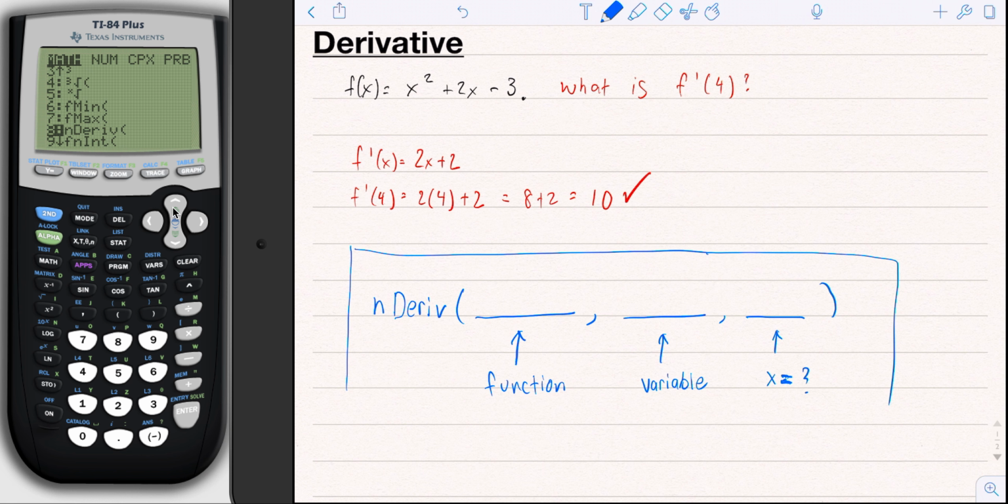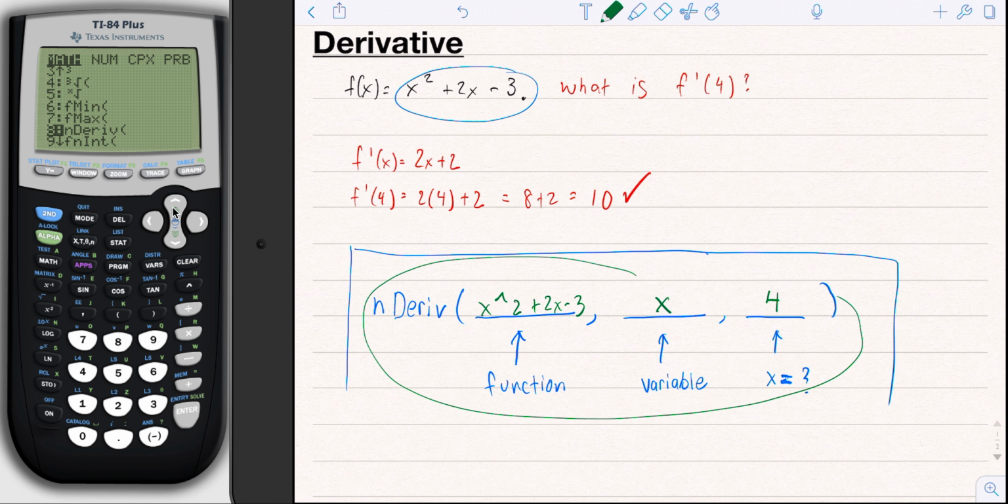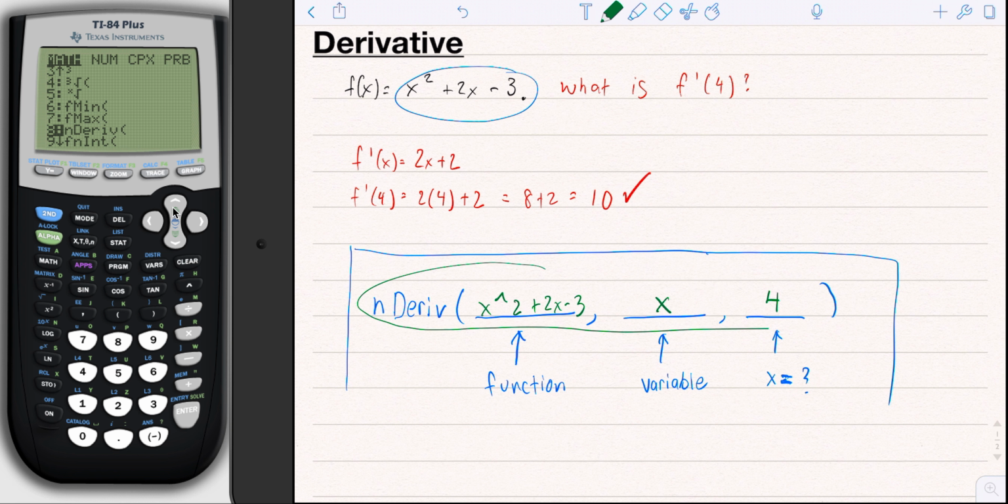So in our case, what is our function? Isn't it x squared plus 2x minus 3? So we would put that in, let's do it in green. So x squared plus 2x minus 3. Or I guess I should do it calculator style. You would do x, this guy, 2 plus 2x minus 3. And your variable is x. And you're doing it exactly at x equals 4. If you plug everything in just like this and press enter, you'll get the same answer, equals 10.